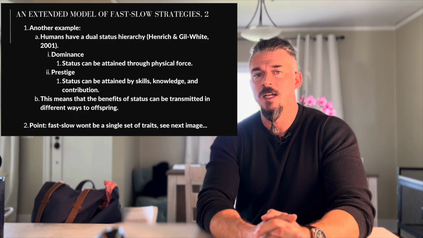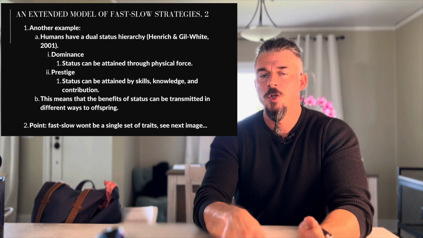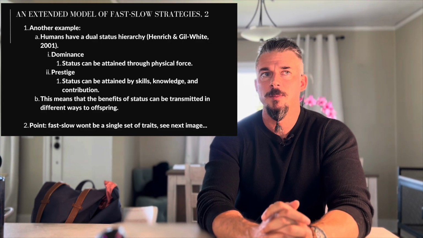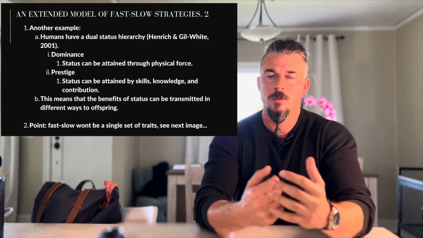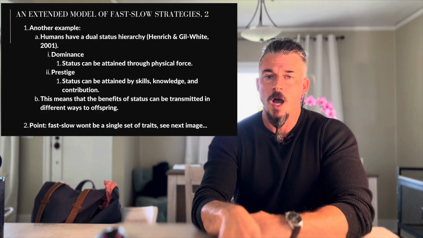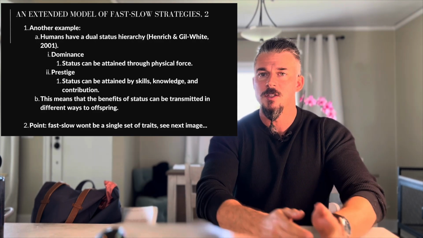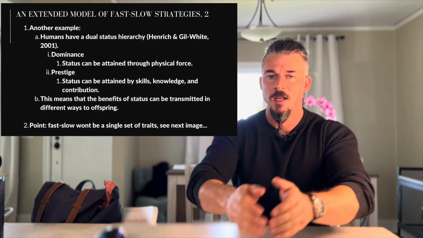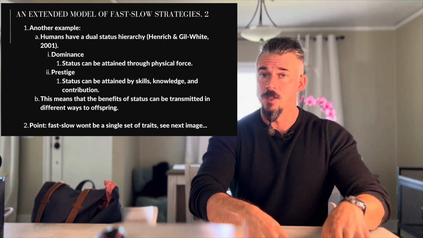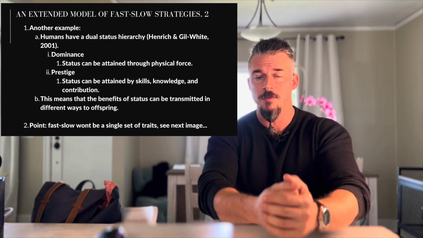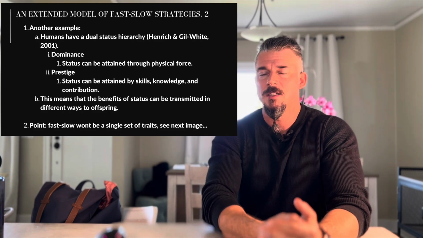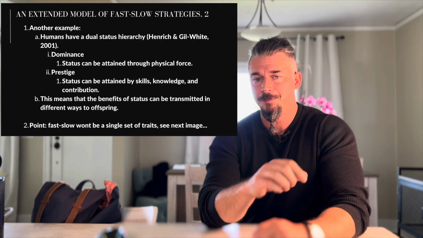So another example here. Humans have a dual status hierarchy. I think I've talked about this in some of my earlier videos. Henrich and Gil-White, right? This is also a really interesting topic to look up. Dominance and prestige, these two pathways to status in human societies. Dominance, what is it? Almost just physical force. Status is achieved through dominating others physically, often in contest competitions, in an ancestral environment or something like that, probably.